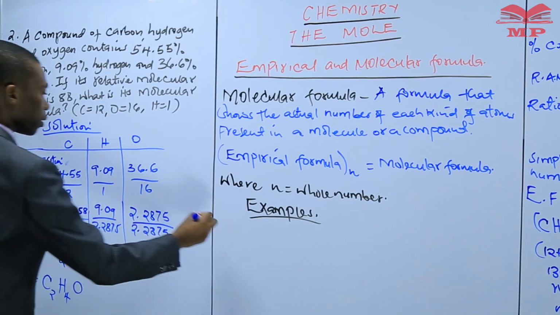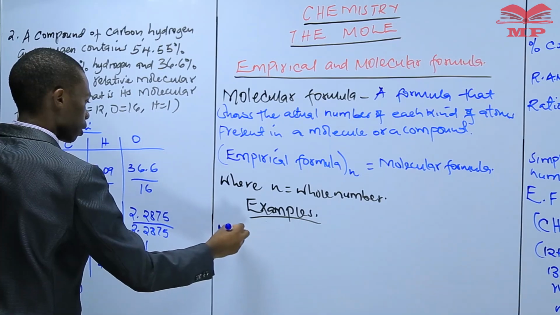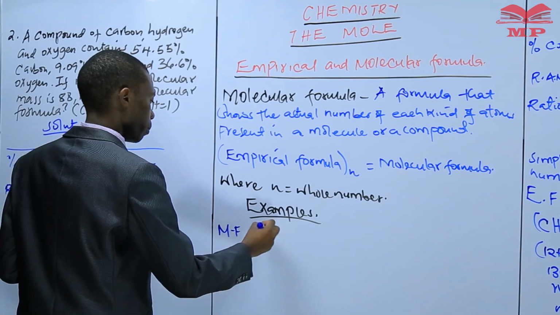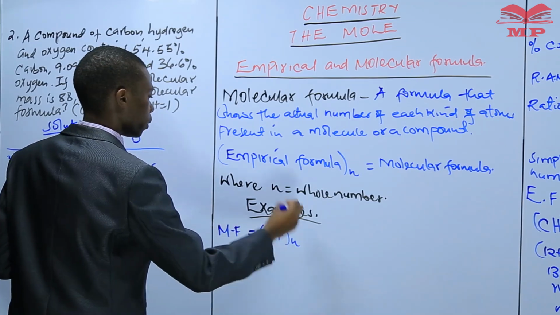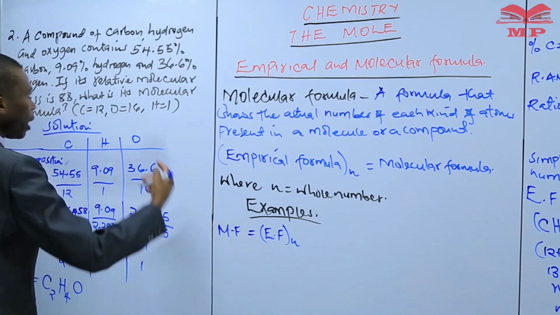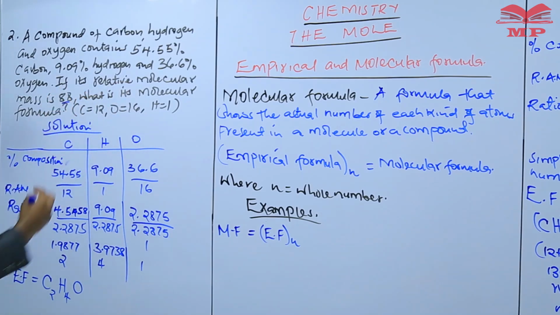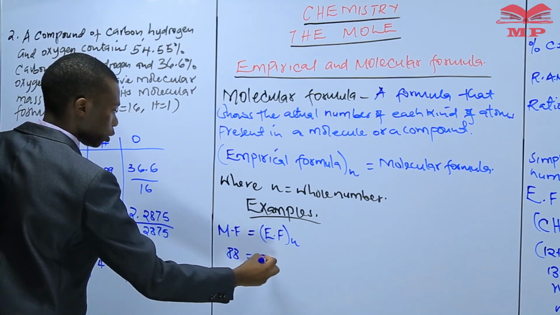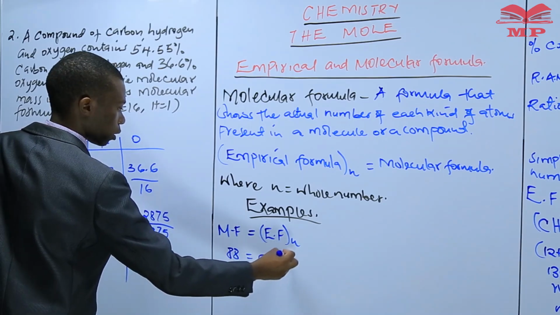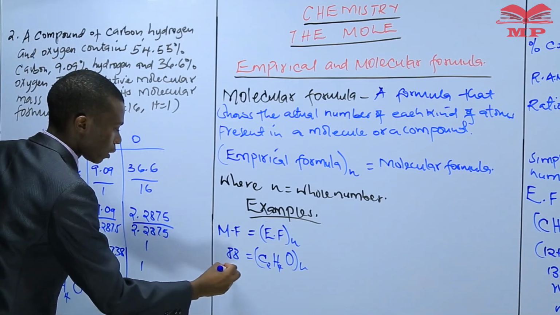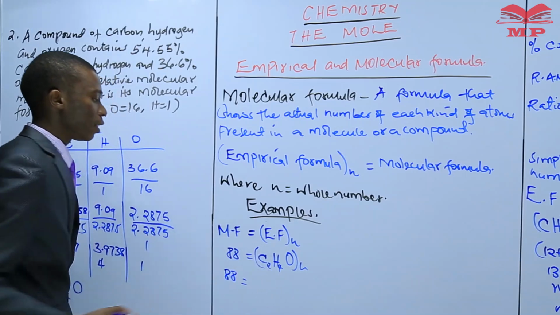Therefore, the molecular formula will be given by the empirical formula multiplied by a certain whole number. The mass of this compound is 88, which is equal to the empirical formula C2H4O multiplied by n. So 88 equals, add these together.